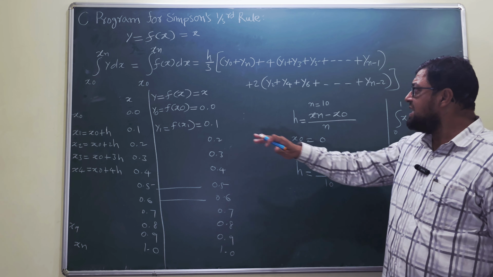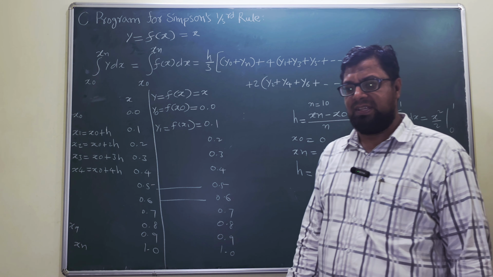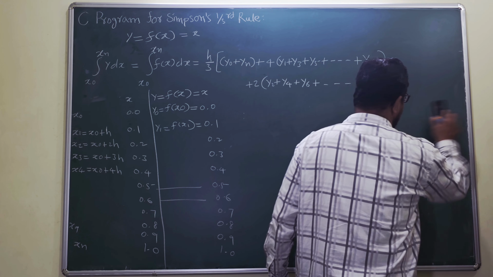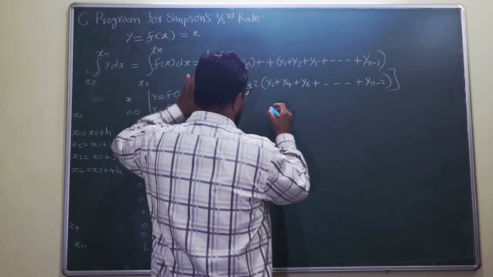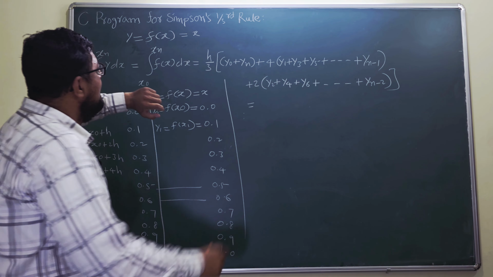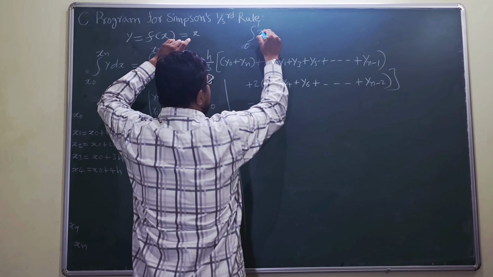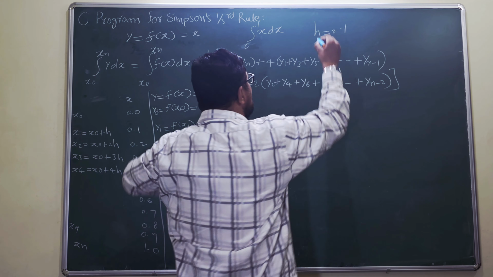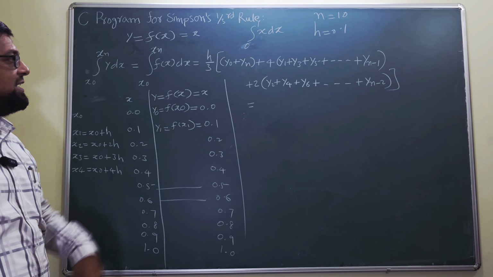So these are the values we will be getting for our function, that is y is equal to f of x. Now these values we will substitute in this formula to find out the final value of the integration. So I will just clean this part. This integration is from x from 0 to 1, x dx, with h equal to 0.1 and n equal to 10. So with this formula we will write down this integration here.